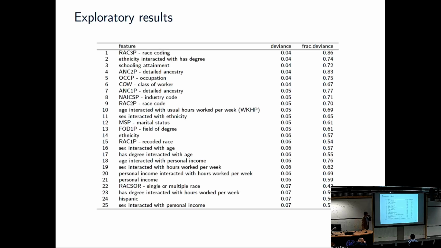For example, in the US Census, there is a variable called class of worker, which is a big categorical variable with like 200 different categories.